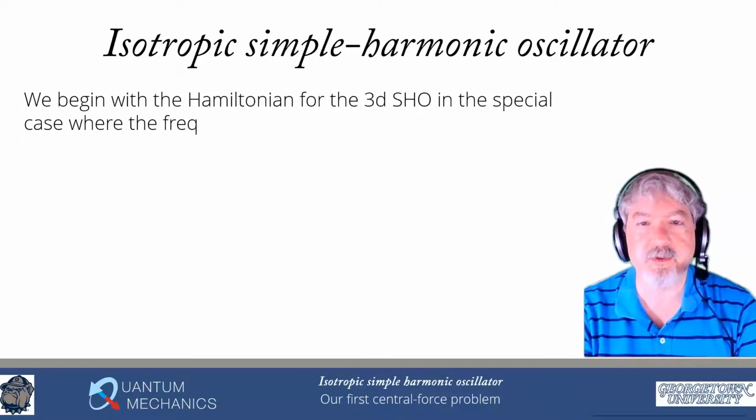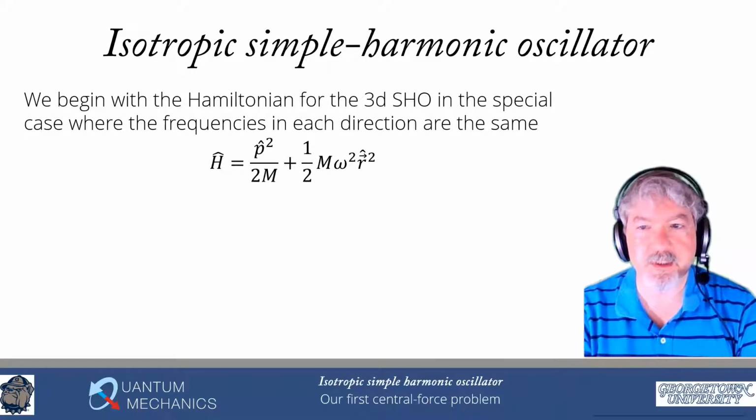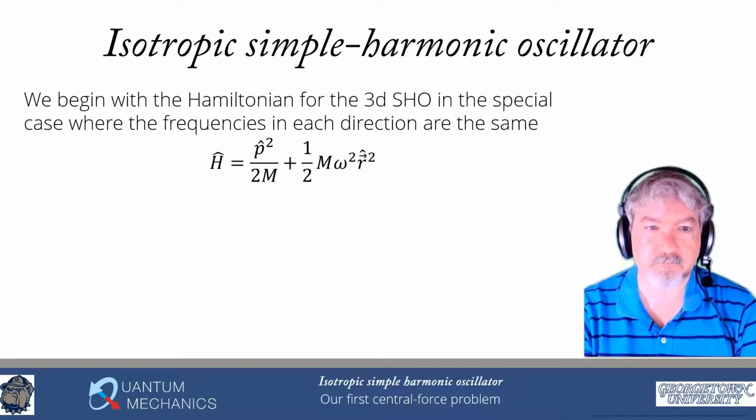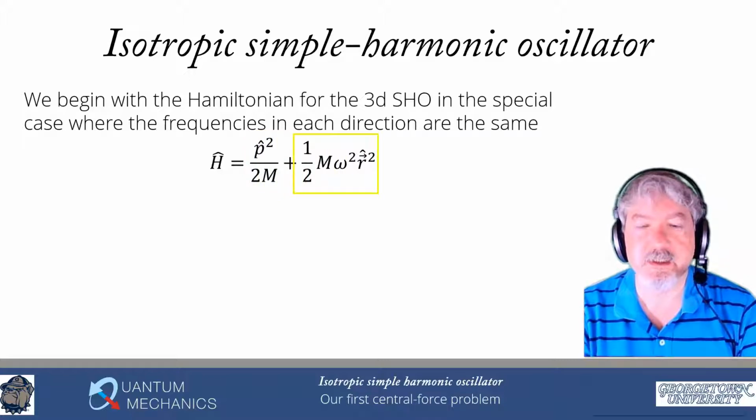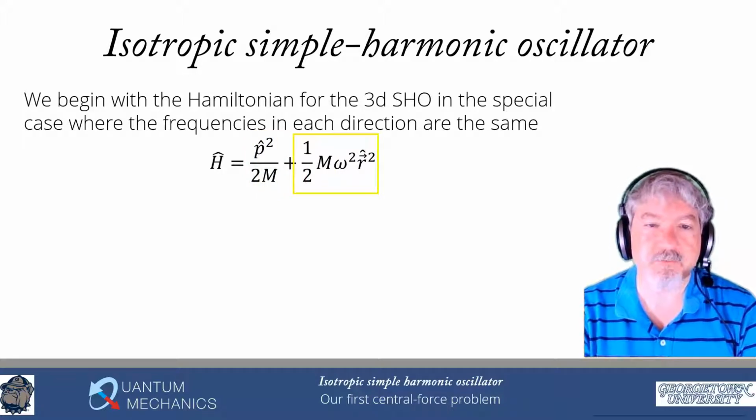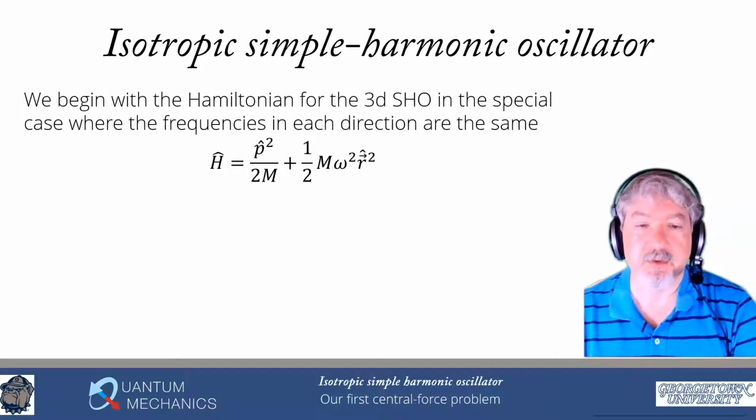We begin with a Hamiltonian for the 3D simple harmonic oscillator, but we work in the special case where the frequencies in each direction are the same. If you look at this Hamiltonian, you see we have the kinetic energy term. That p squared term is px squared plus py squared plus pz squared divided by 2m. Similarly, the potential energy term is 1/2 m omega squared times rx squared plus ry squared plus rz squared. When we're working in spherical coordinates, we often drop the vector sign, and you're going to see that dropped fairly quickly in the different Hamiltonians that we're writing out.